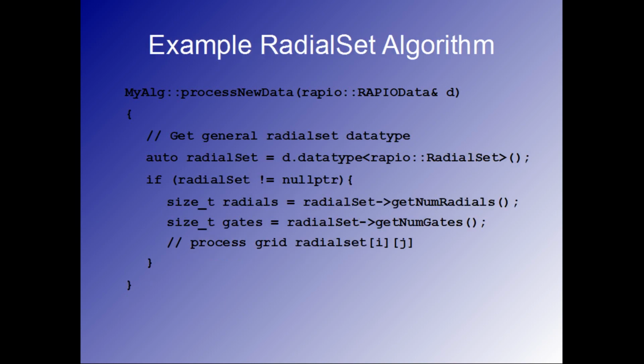This is one more example. This is showing requesting a RadialSet instead. So you can see it's the exact same type of code. Mostly all you need is to change the template argument. So you're asking for a RadialSet. It's basically you tell it the data that you expect. This allows you to handle various data types or future data types without having to massively modify algorithms.